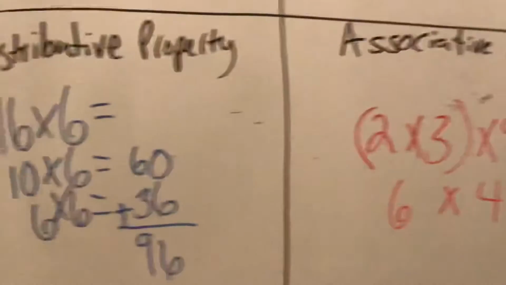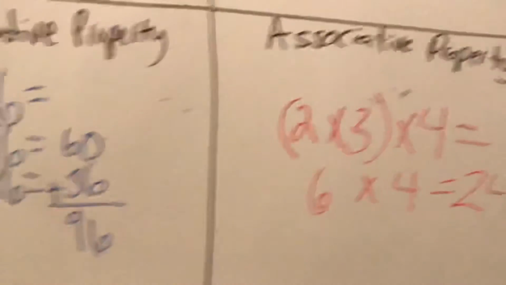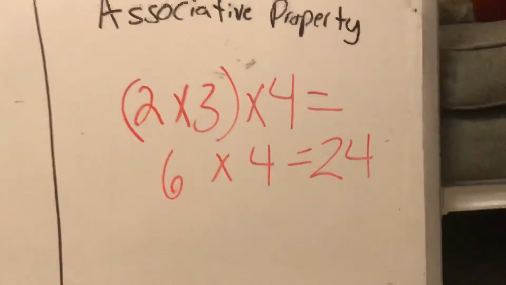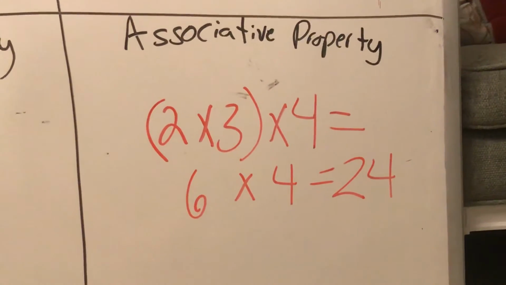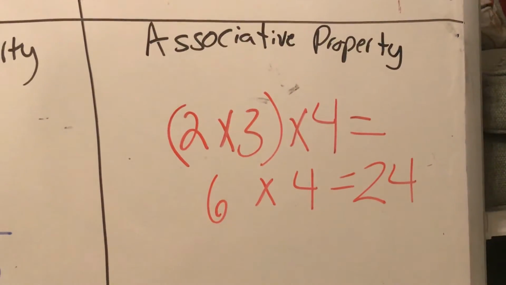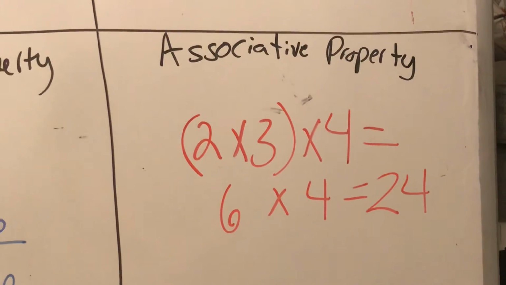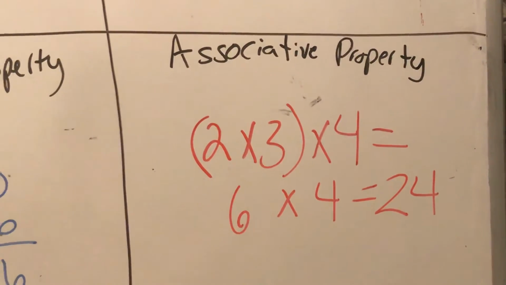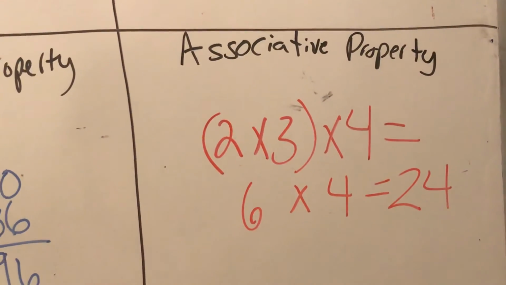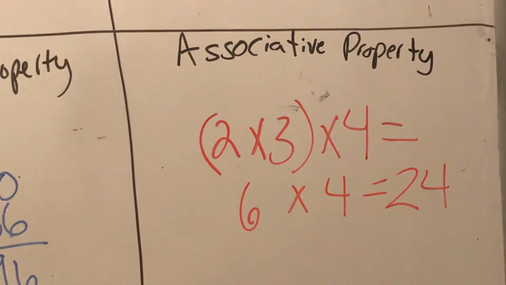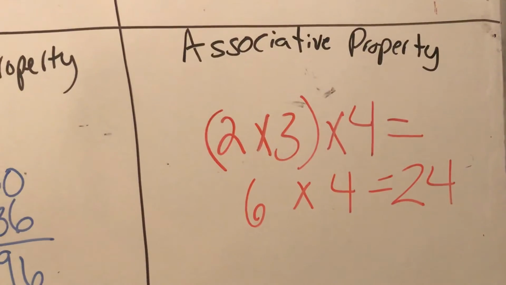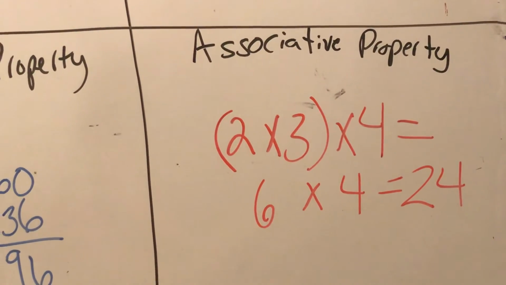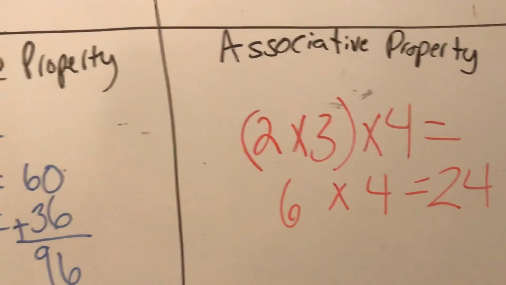All right. And lastly, we have the associative property. And what to remember about this is you always do the numbers inside of the parentheses first. And when you're identifying the associative property, you want to see if there are parentheses. If there are parentheses, it's the associative property. So you can see here we have 2 times 3 inside of parentheses and then times 4. Well, 2 times 3 is, as you can see underneath it, 6, and we do that first because it's in parentheses, times 4 is 24.